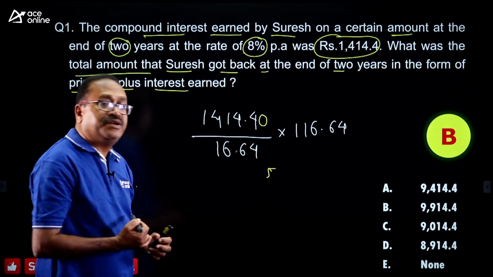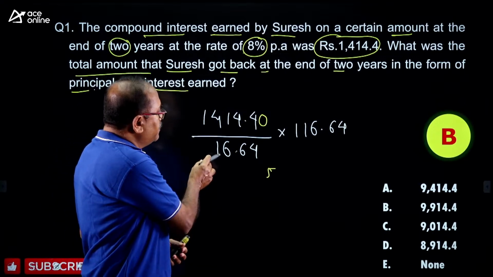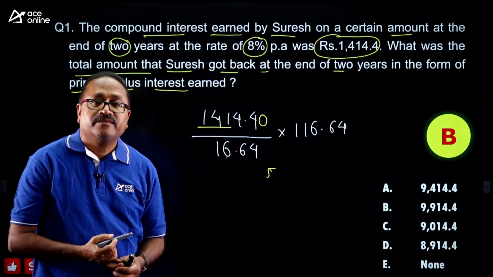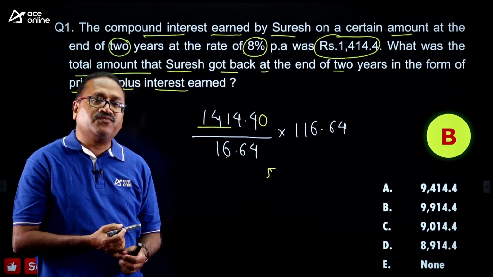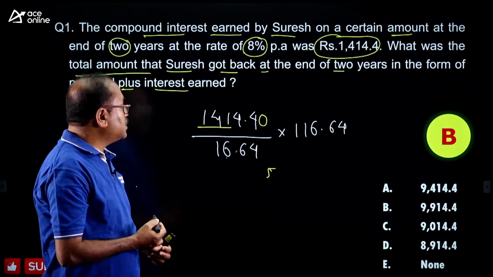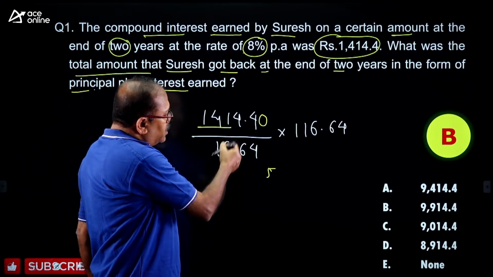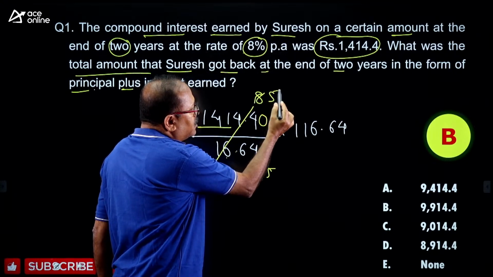What should be my tens digit? Okay, coming to the tens digit over here, 16, how many times will I come closer to this? 16 times 8 is 128, 16 times 9 is 144, am I right? So it looks like it is getting cancelled by 85.